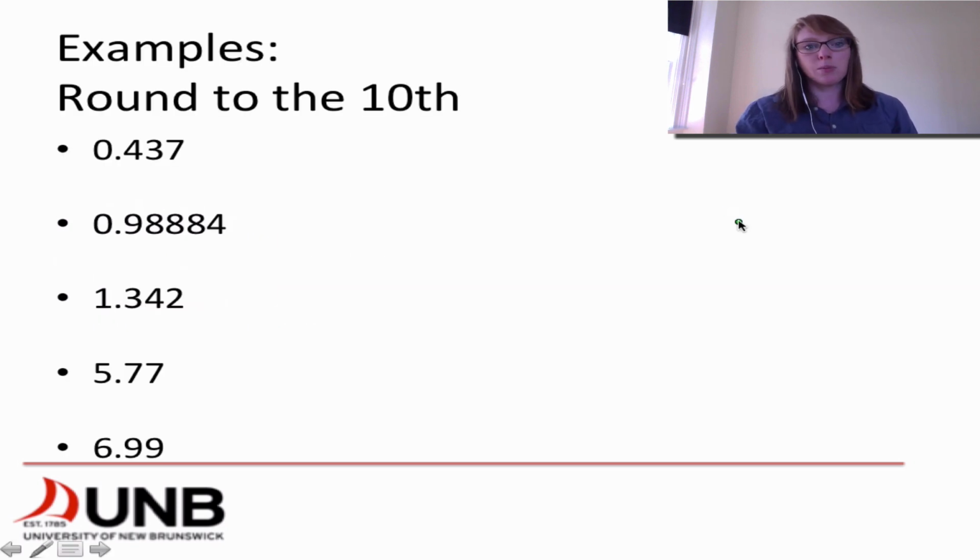So for this example, we want to round to the 10th position. So we know now that the 10th position is the first position after the decimal point. So if we are rounding here, we're going to move to the next smallest position, which is this 3 here. And when we had our rules at the beginning, we know that if it's under 5, we do not round. So when we're rounding this question to the 10th, it is going to be 0.4.